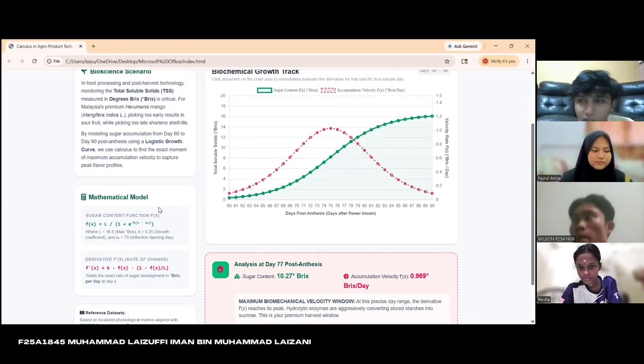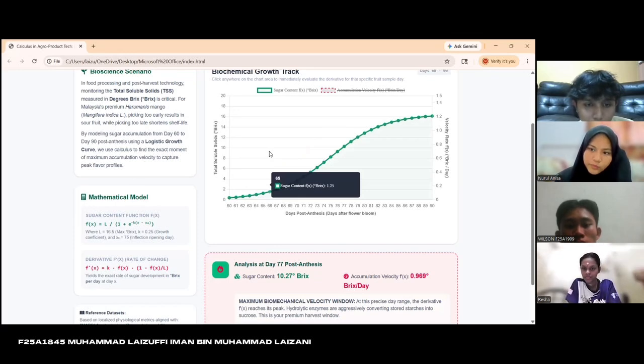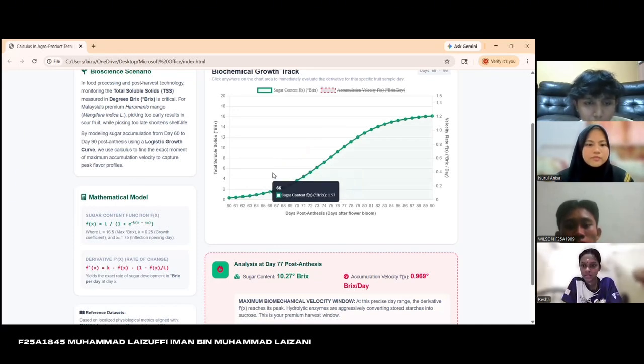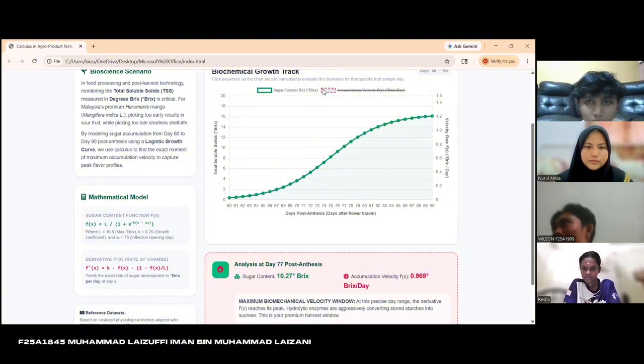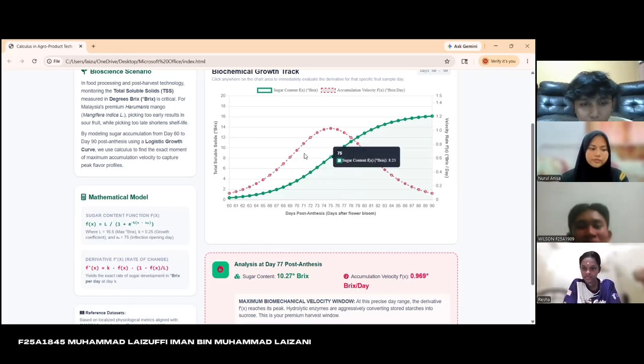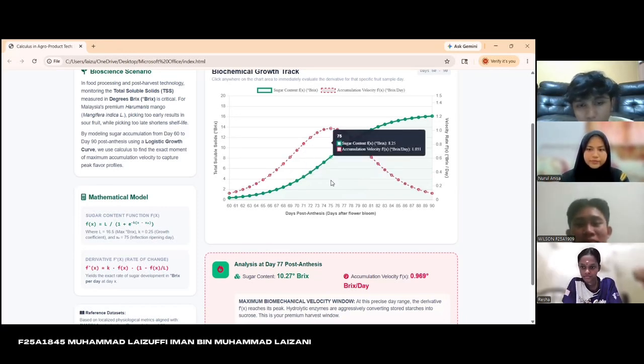Farmers can estimate the best harvest window, researchers can compare different mango varieties, and students can see how calculus has real application in bioscience. This shows how mathematical tools can help us understand living systems more accurately.